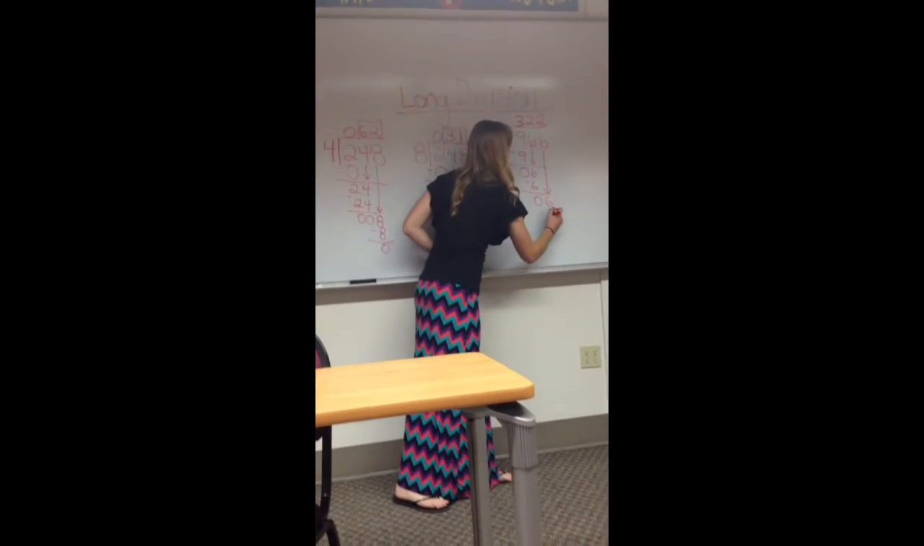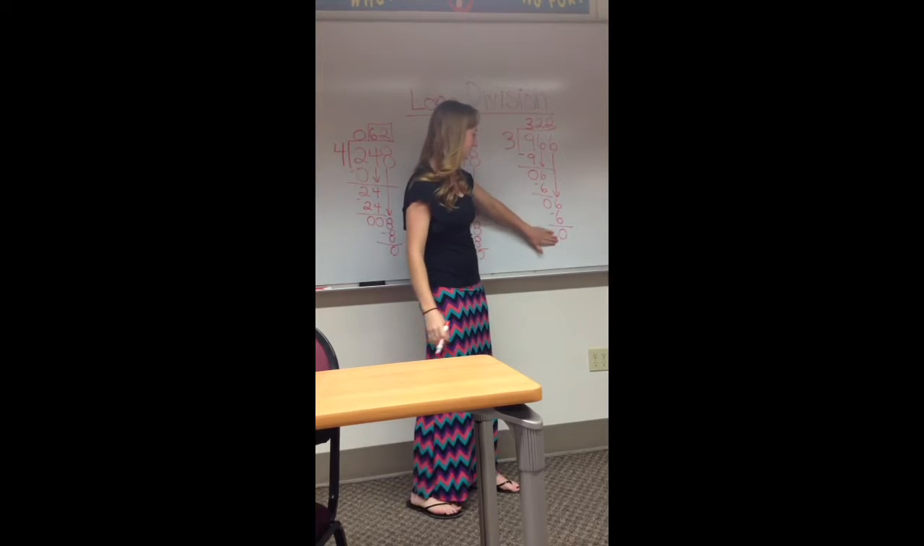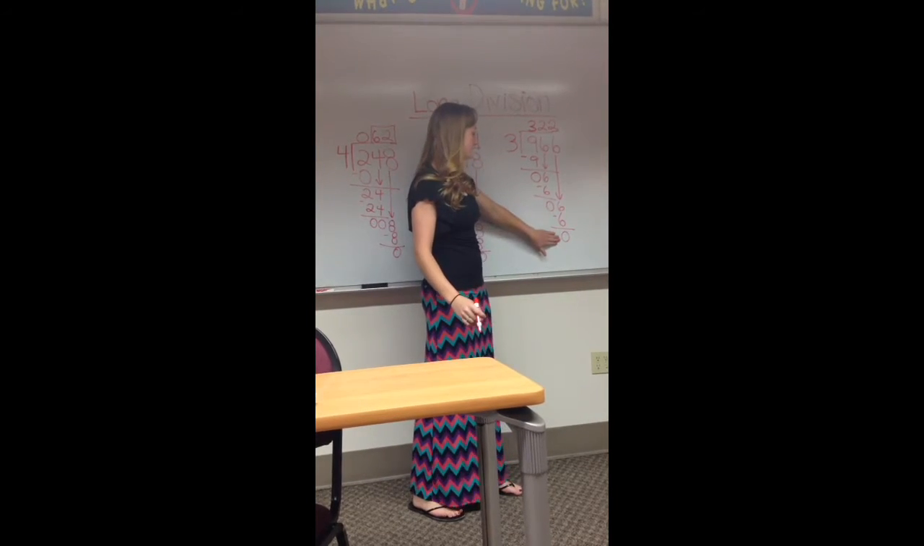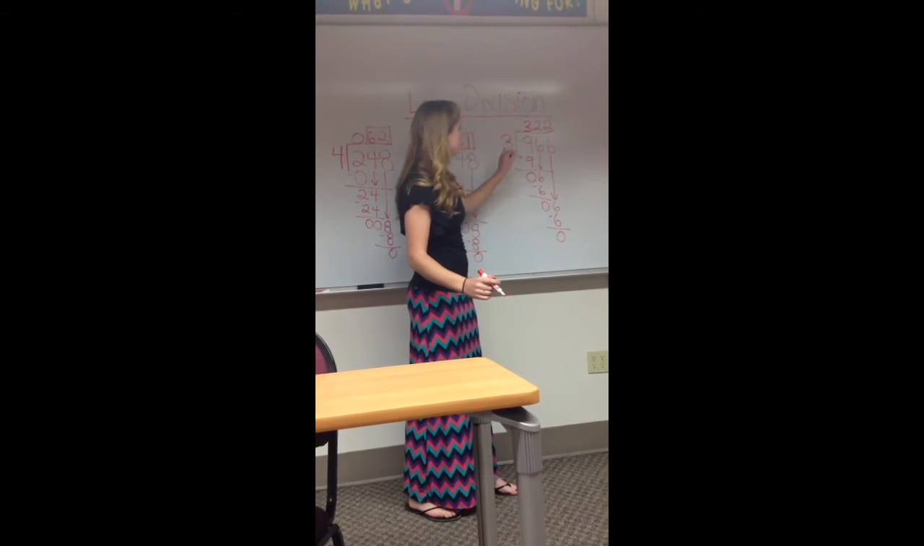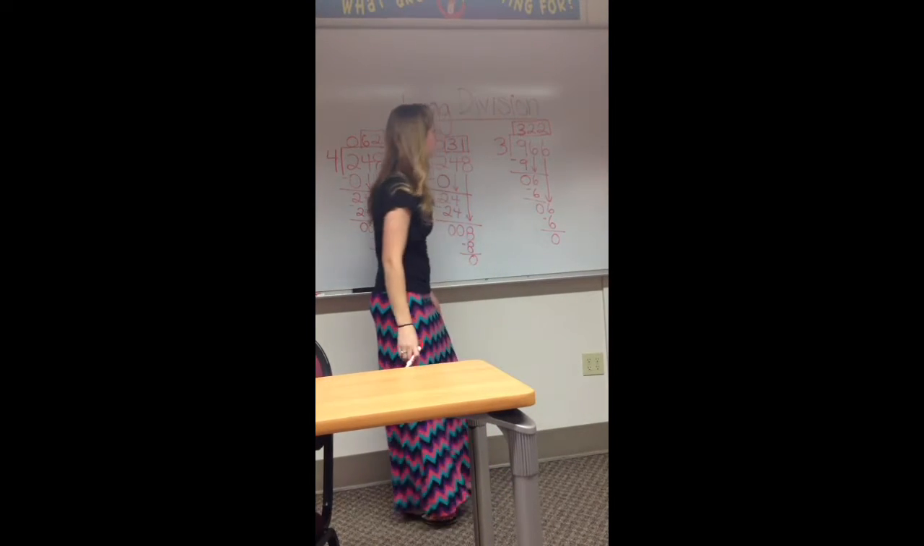3 times 2 is 6, which means we subtract, and we still have a 0. Well, there's no more numbers to drop down. Make sure we check that. 0 left. So that means 966 divided by 3 is 322. So that would be our final answer.